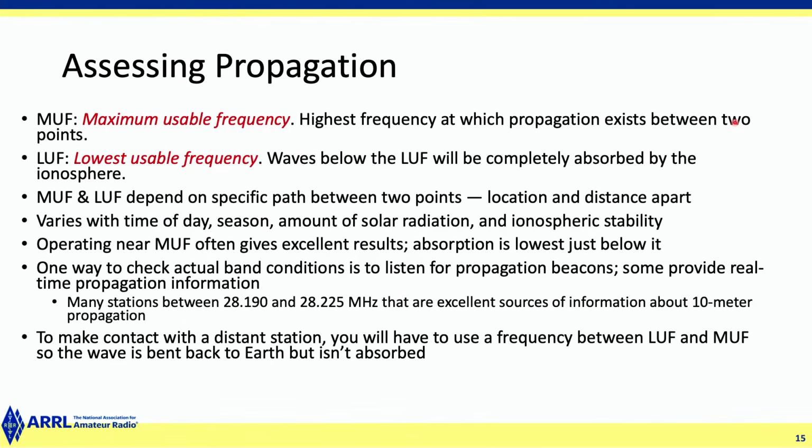You've got to use a frequency between the lowest usable frequency and the maximum usable frequency in order to make contact with a different station. And that's what we call a circuit. Like I may have an open circuit on 14.2 megahertz from here to Spain, but I won't have an open circuit from here to Spain on 28.2 megahertz. Does that make sense? Because I want to be below the maximum usable frequency, but above the lowest usable frequency.